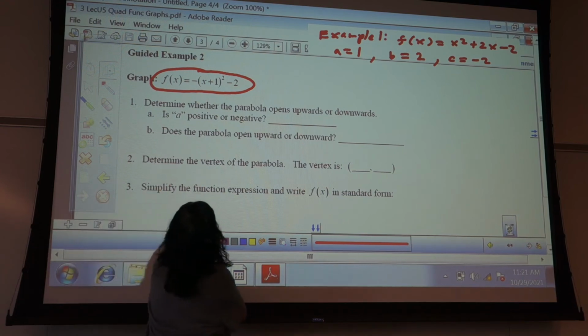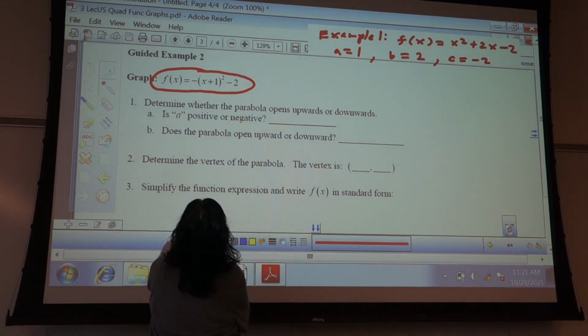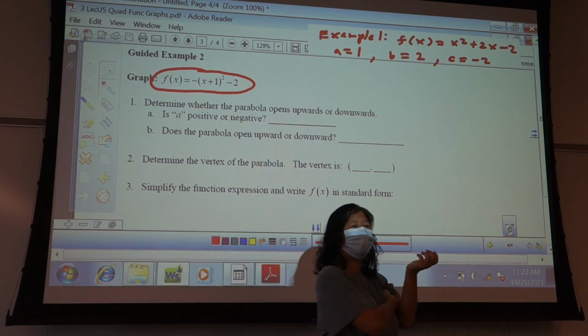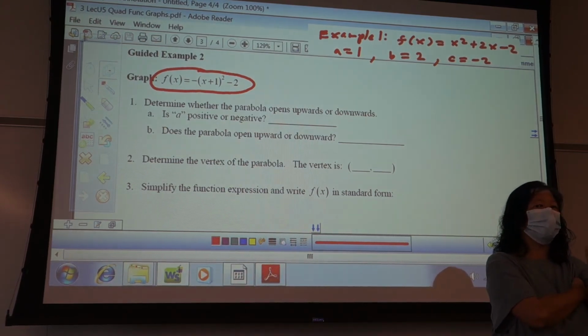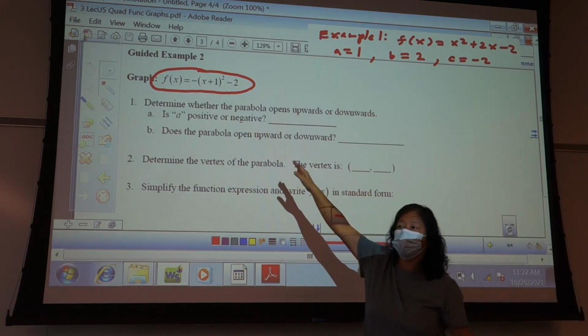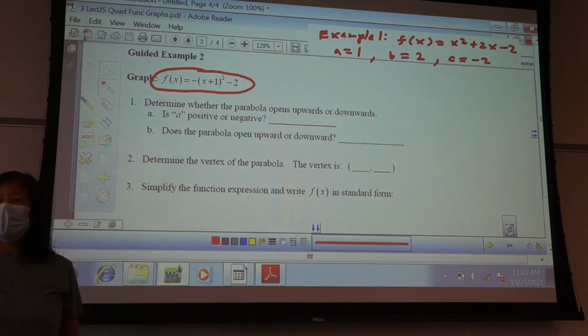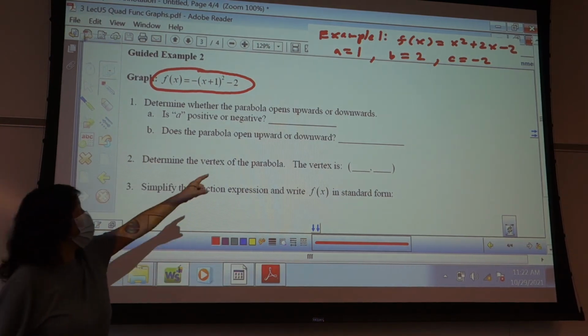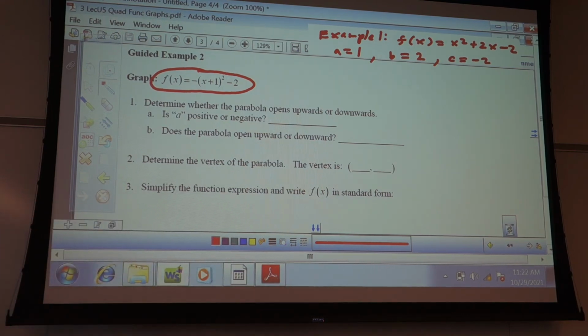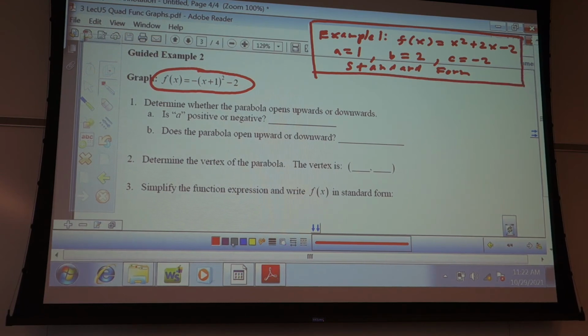Now, our new example, what's my A, B, and C? I can't find them. Does that make sense? I'm having trouble finding my A, B, and C. Why? What's different about the second one we're working on now? This first one is what we call standard form, ax squared plus bx plus c. This one here is what we call vertex form.